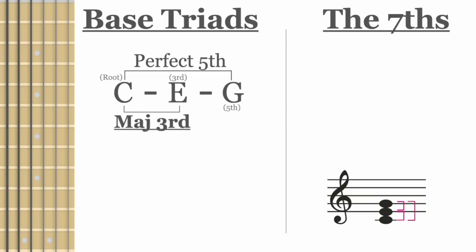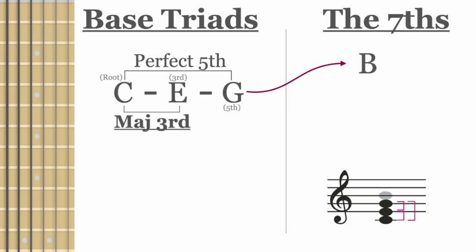And what we're looking at here is what we've seen before, right? This is just the triad. Stacked thirds along with a perfect fifth. What I want to do now is add in the 7th. And the 7th of C is B. And so all we're doing is pretty much looking at every other note in the scale right now.